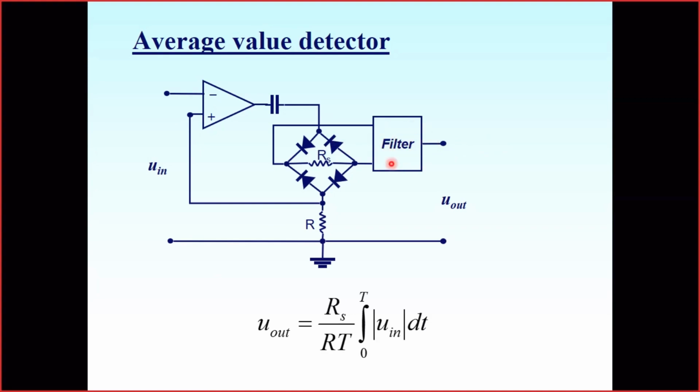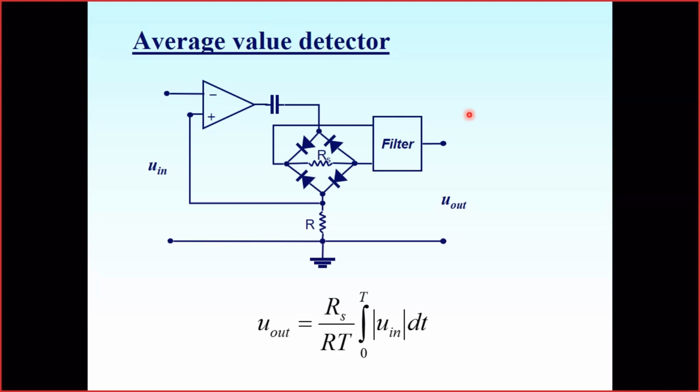Just by adding a low pass filter, we will get the average of this signal. In fact, the total output of this average value detector is proportional to the integral, because of the filtering. It is the average of the absolute value of the input. So it provides an average value. We remember that the average value will be different with respect to the effective value for different shapes too.